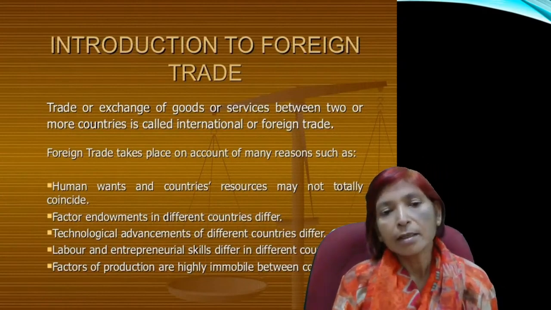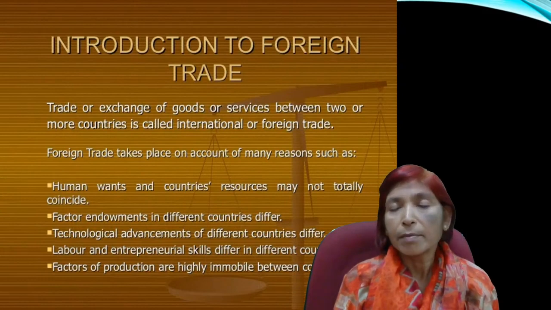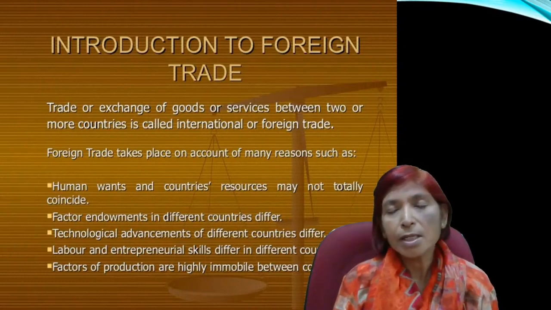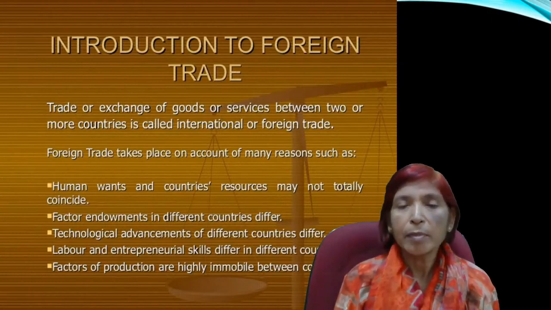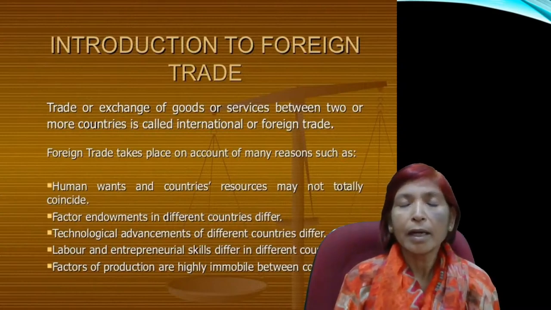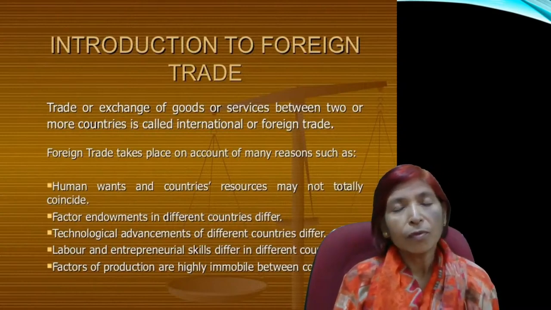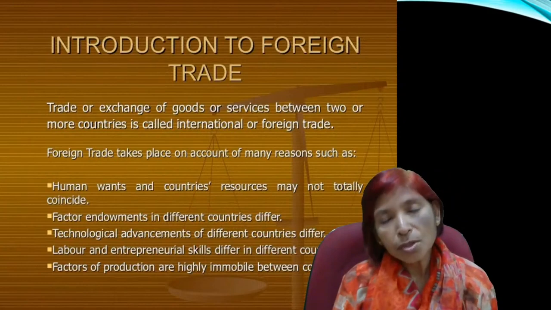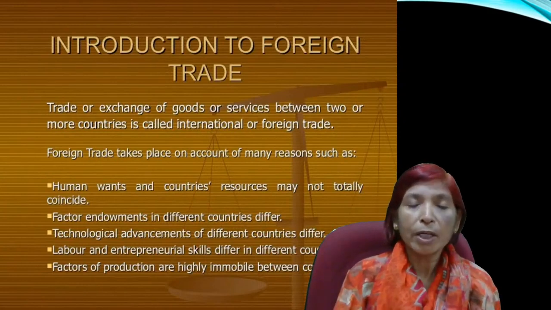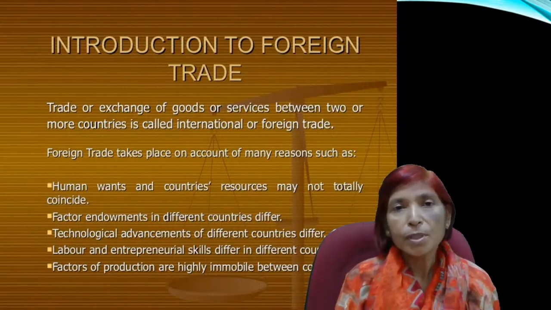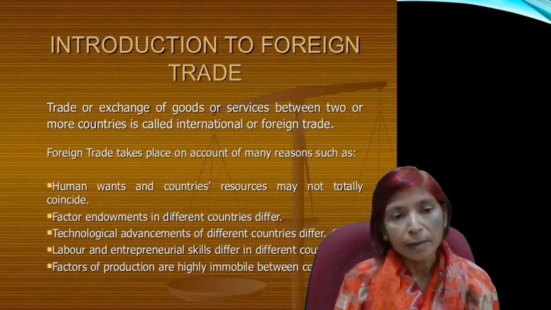Foreign trade takes place for many reasons. At present, all the countries are open countries, all the economies are open economies that have relationships with the rest of the world. All countries are engaged in international trade. They export those goods which they can produce in large quantity, and they import those goods which are produced in their own country in very small quantity. So exports and imports are known as foreign trade.